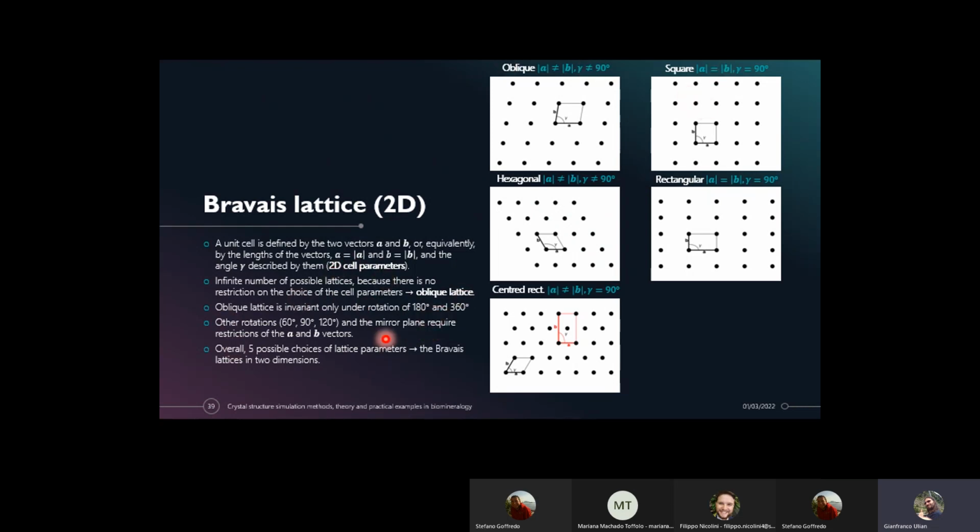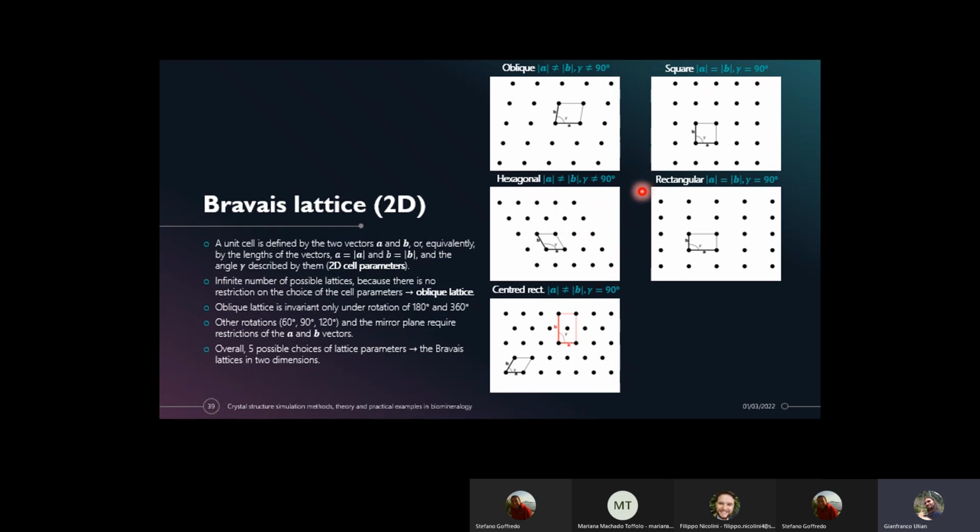So, for example, if you take the 90 degrees rotation, we must have our nodes placed in a way so that the lengths of the vectors are equal, and the gamma angle described by the 2 vectors is 90 degrees. So we have the so-called square lattice. You can do the same things for the others reported here.